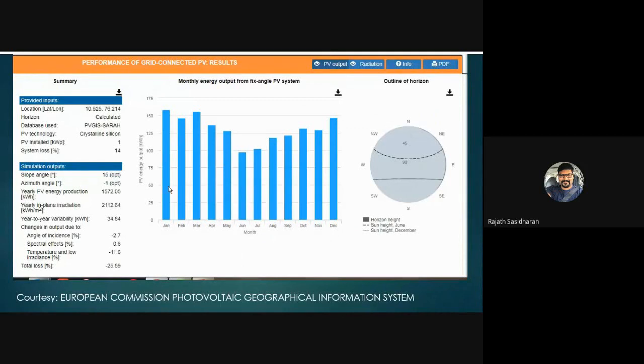Here we will find. Let's start with the slope. The tilt angle desired for Thrissur is 15 degrees. Wherever you are listening from, you can also check this. You can use this tool to understand what kind of a slope you need for the solar system. And azimuth angle is -1. Azimuth 0 means it's 180 degrees, exactly towards the south, not the magnetic south, but the true south. Here it is -1, which means 179 degrees. So that's the facing of your solar system.